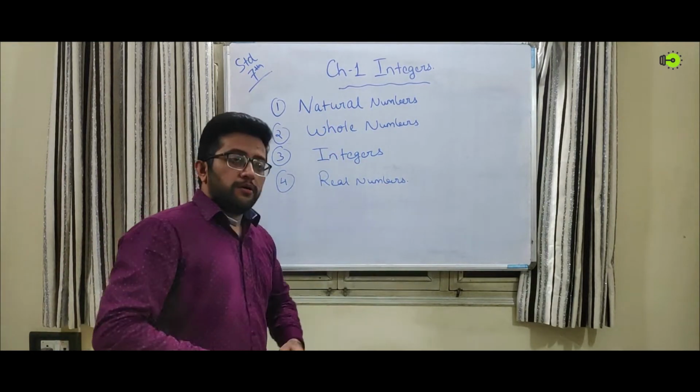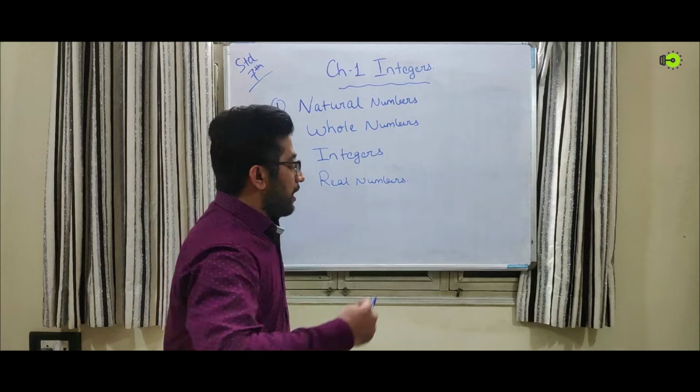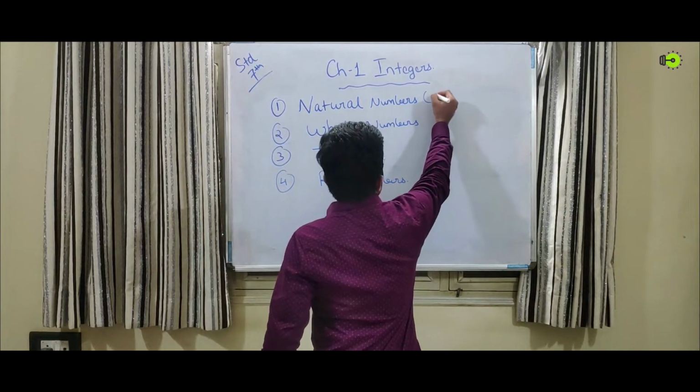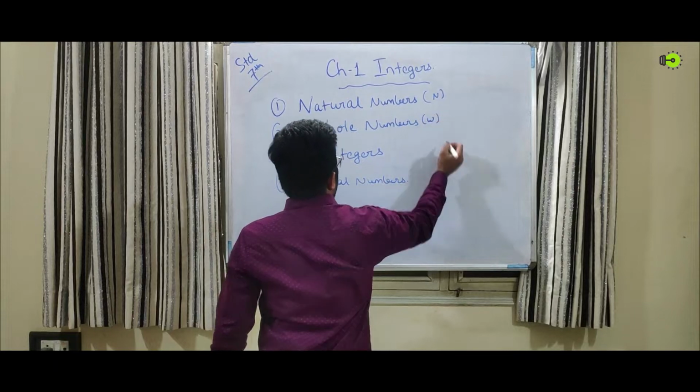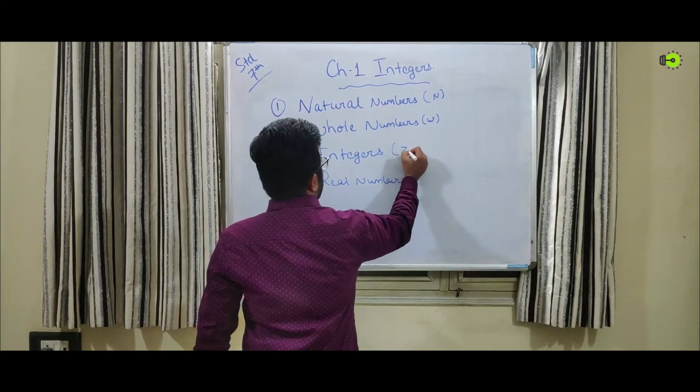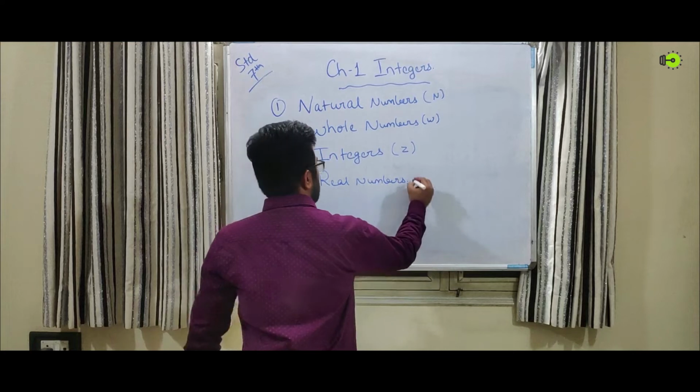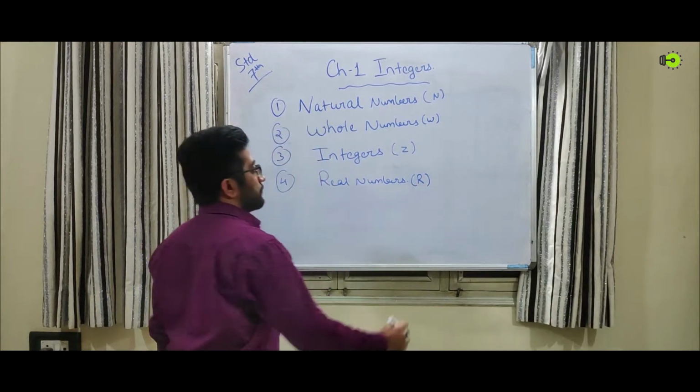The natural numbers are abbreviated by the symbol N. Whole numbers are abbreviated by the symbol W. Integers are abbreviated by the symbol Z, and real numbers are abbreviated by the symbol R.